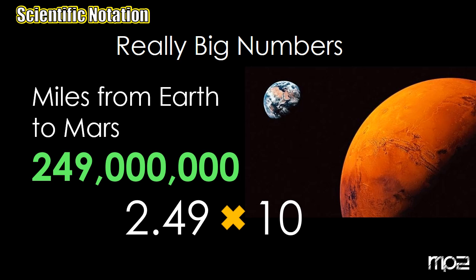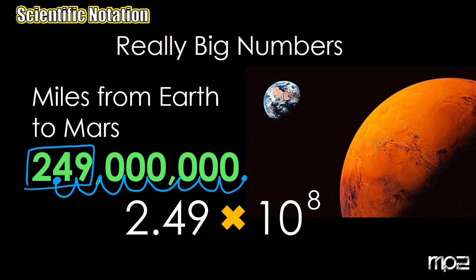So the way I can do this is I'm going to put a decimal at the end of 249 million. And I'm going to move it until I get to 2.49. So let's move it 1, 2, 3, 4, 5, 6, 7, 8 place values. So you can see that I have that decimal, 2.49. And since I went 8 place values, you guessed it, my exponent is going to be 8. So 249 million written in scientific notation is 2.49 times 10 to the 8th power.